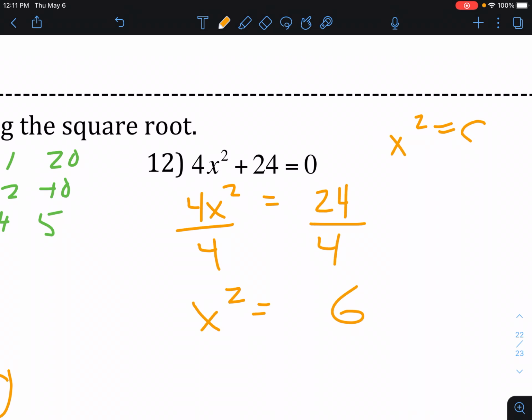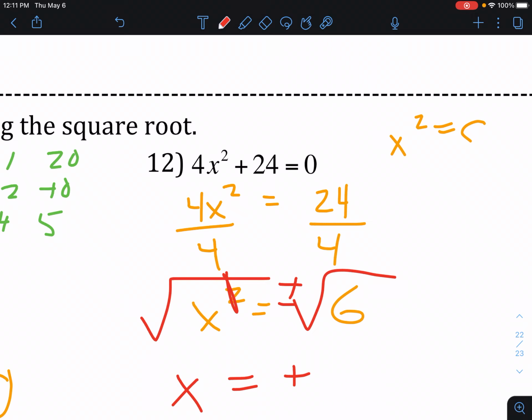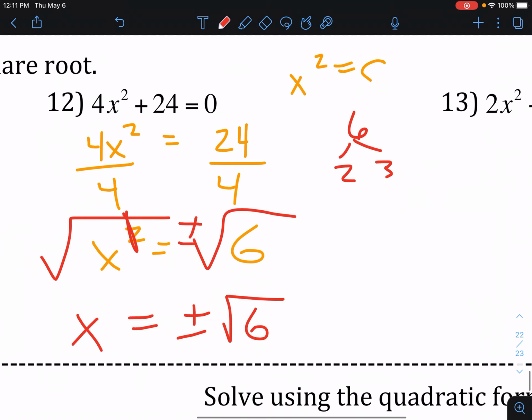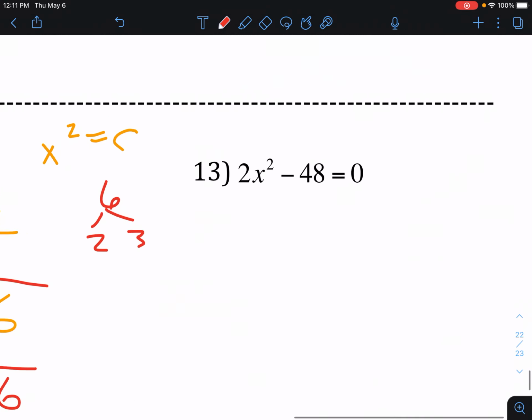And then we take the square root. And don't forget a plus minus. So that square root cancels the exponent. So x equals plus minus, and the square root of 6 is just 2 and 3. So there is no 2 of a kind there. So square root of 6. So your two answers are square root of 6 and negative square root of 6.